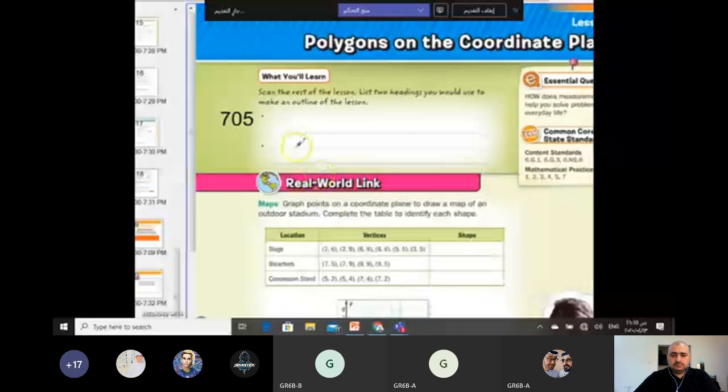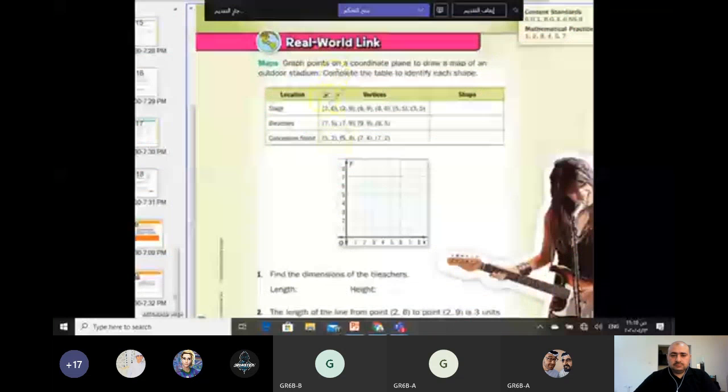is if you're plotting points here, let's say, I want to plot the point 2, 6, I walk 2 to the right and then I fly 6. That's what we mean when we say walk before you fly. 2, 9, walk 2, fly 9. 6, 9, so you walk 6, fly 9. And 6, 6, walk 6, fly 6. Okay, and that's basically what we're going to be doing today.